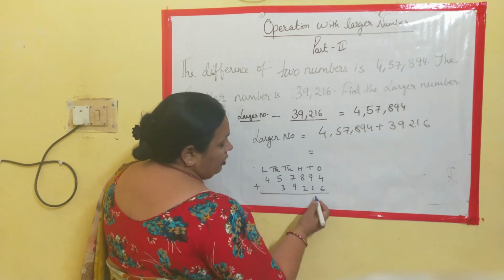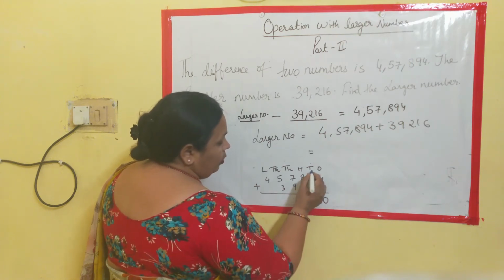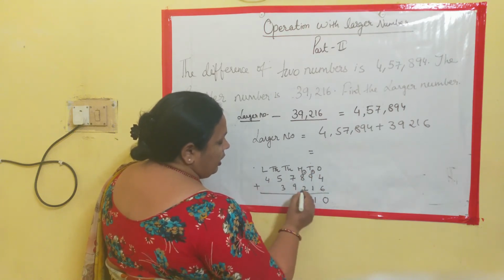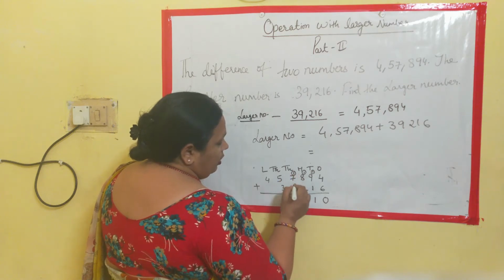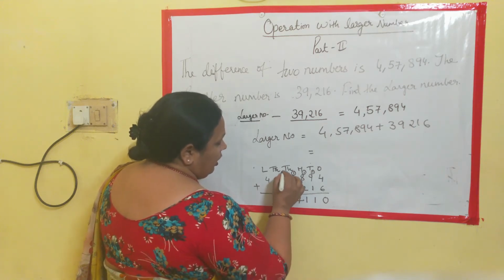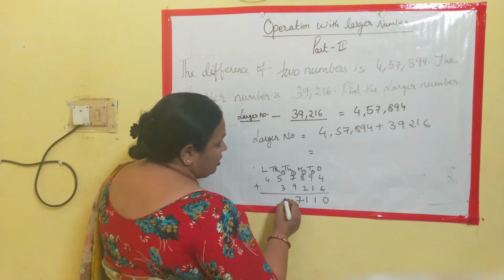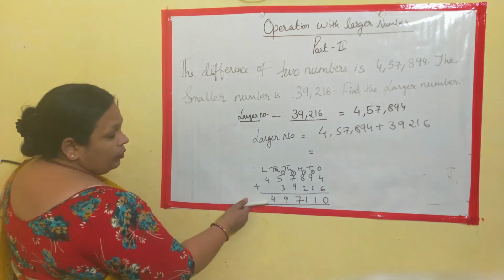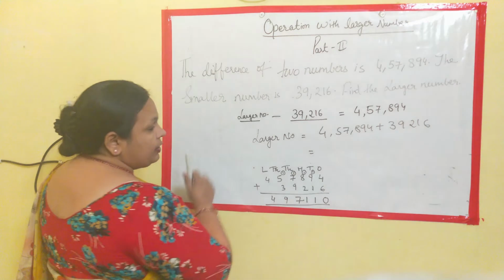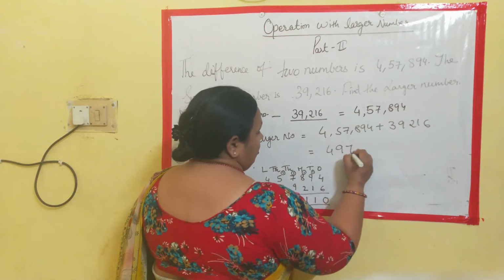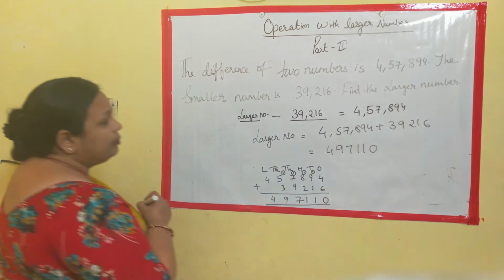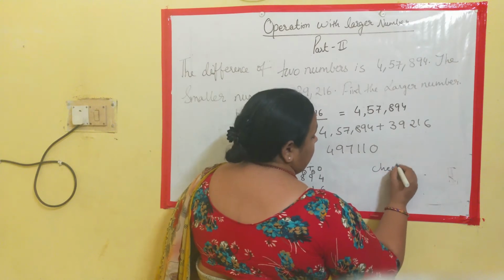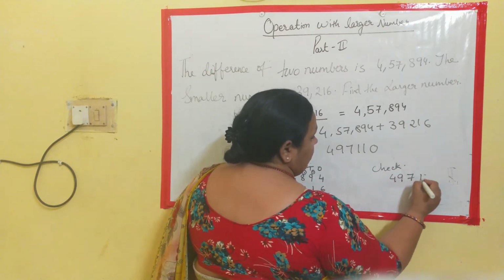Perform the operation as addition. So this becomes 0, 1, that is 9 plus 1, 10, 10 plus 1, 11, 1, 1. 8 plus 1, 9, 10, 11, again 1 and 1. This is 10 plus 7, 17, 7, 1 in hand, and 5 plus 1, 6, 6 plus 3 is 9, and this is your 4. So the larger number is 4,97,110. Clear? Now, to check our answer, 4,97,110.